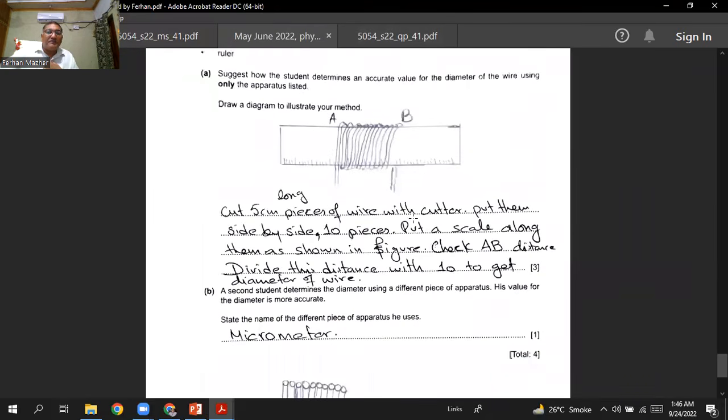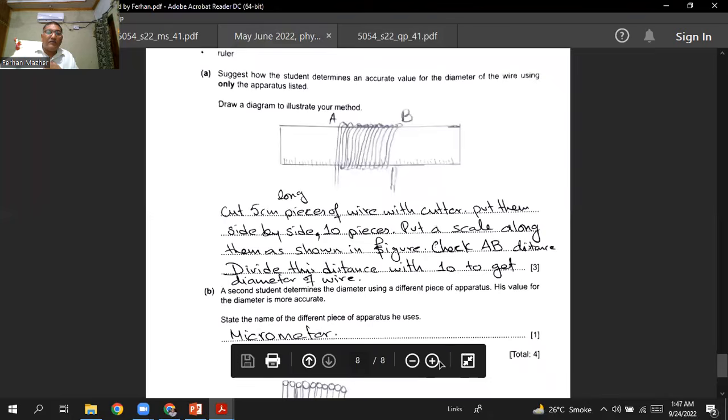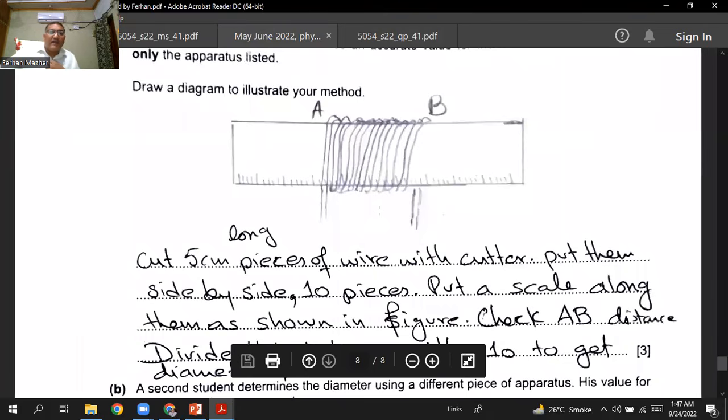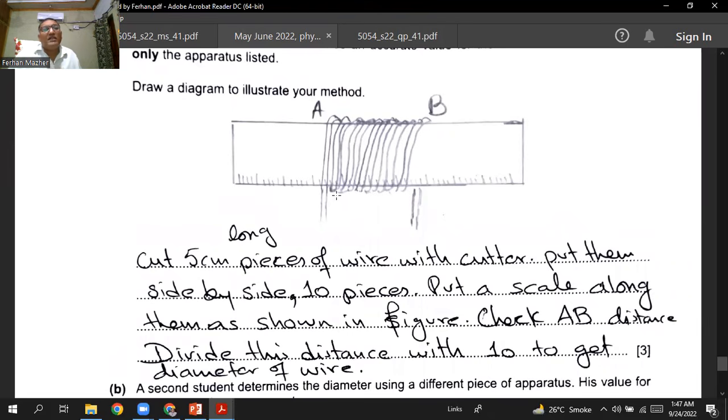Here I have drawn this diagram. In this diagram, what we do, we take the wire and we wind it on the rule in such a way that all the coils touch each other. For example, there are 10 turns here. You measure the distance from A to B, in which you have those 10 turns. Whatever is the distance AB, you divide it by 10, you get the diameter of the wire.